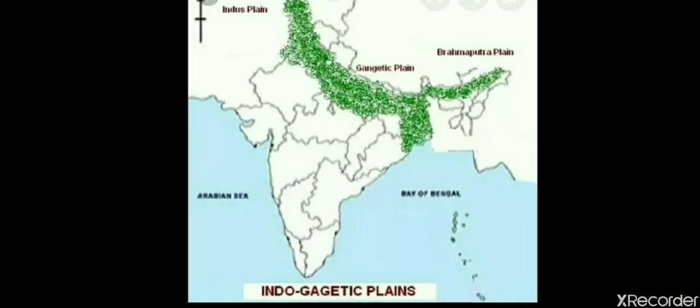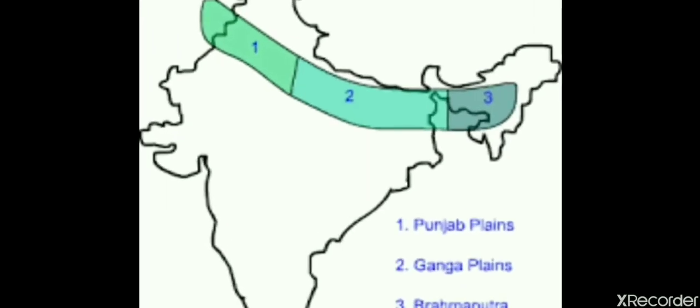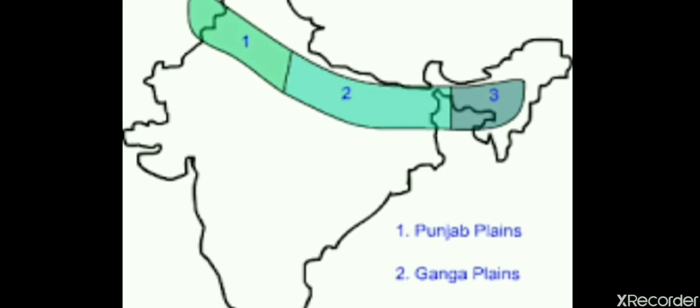The second one is the central plain. The central plain can be referred to as the Ganga plain, and it can also be referred to as the UP and Bihar plains, formed by the Ganga river and its tributaries like Gomti, Gandak, Ghagra, Kosi, Yamuna, etc. It is spread over the states of Haryana, Delhi, Bihar, Jharkhand and West Bengal.